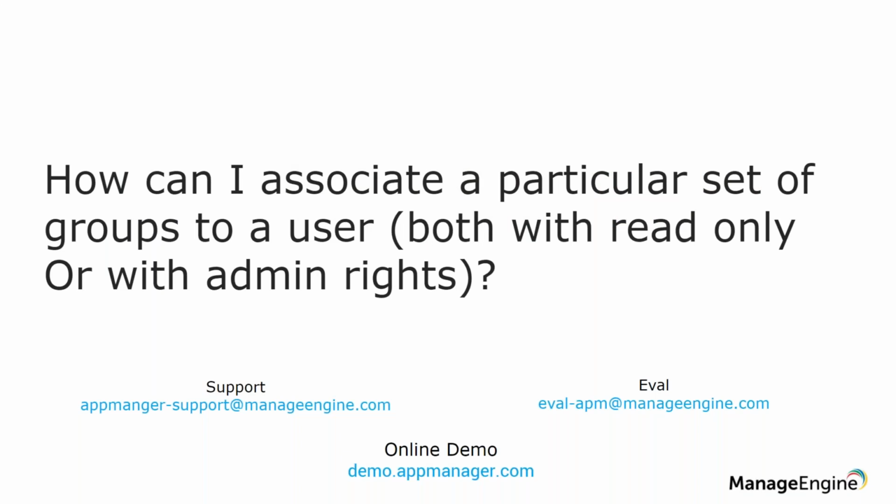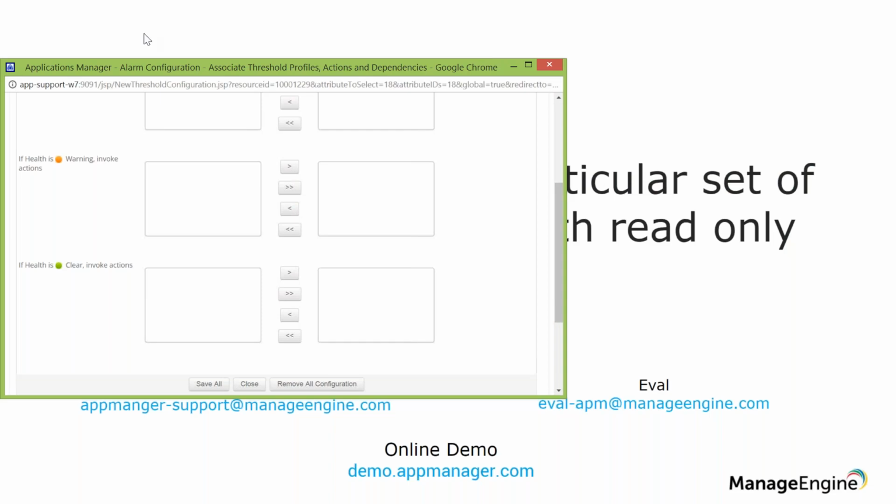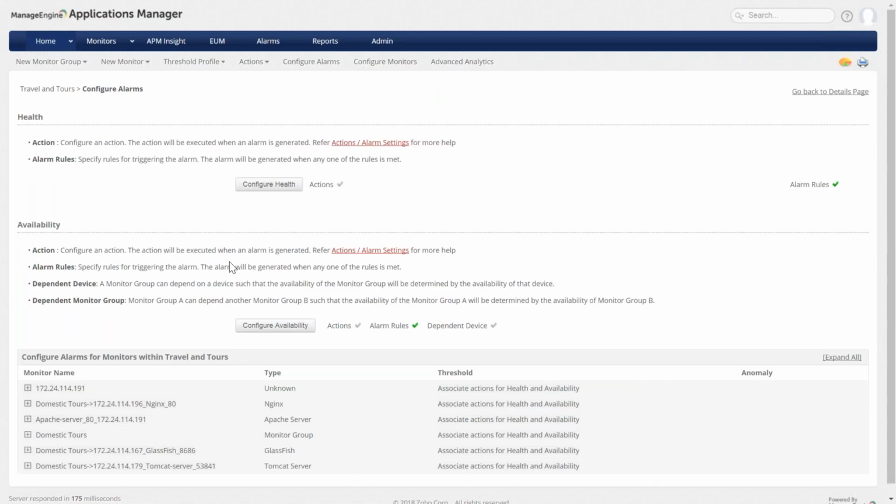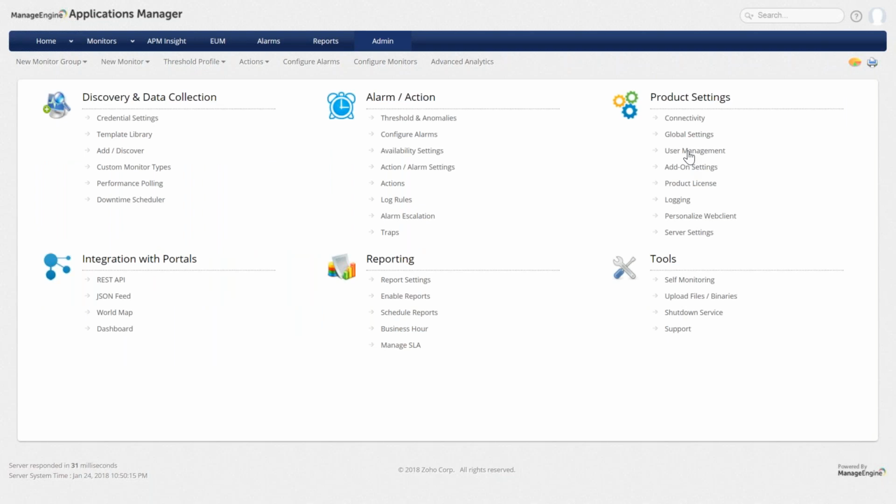The next question, how can I associate a particular set of groups to a user, either with read or with admin rights? So as Ebi was showing you, the status where an operator user can select monitor groups. The same we are going to see now under the admin tab, user management.